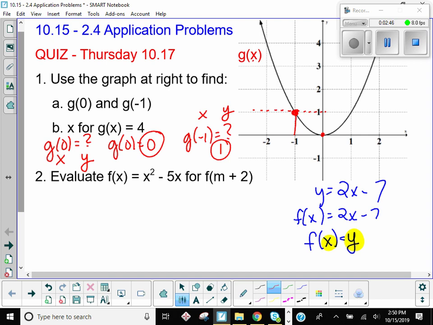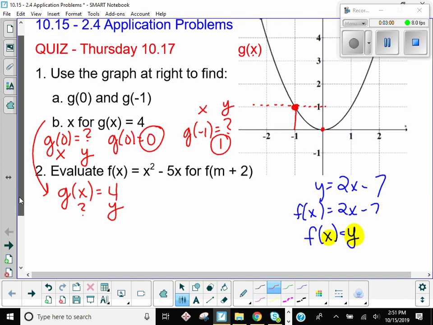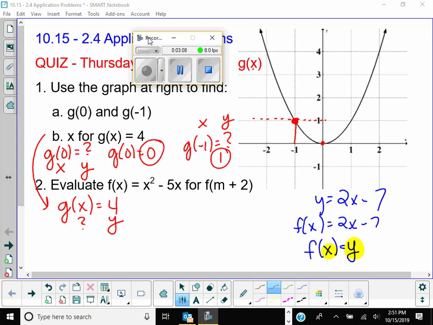Part B is flipping it on you, okay? Part B says, find x for g of x equals 4. So now I'm looking for x when y is 4. So I go up to the graph and I find all the points on the graph where y is 4. And there actually happens to be 2 places, right?